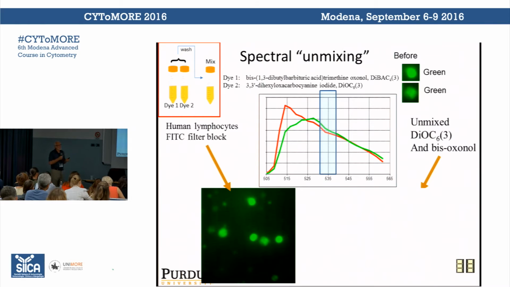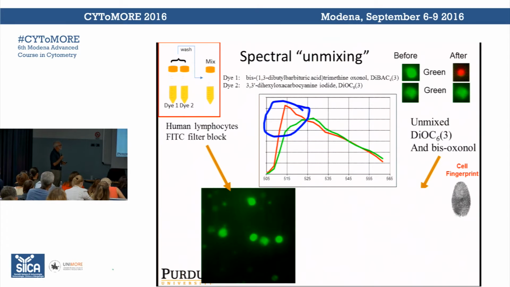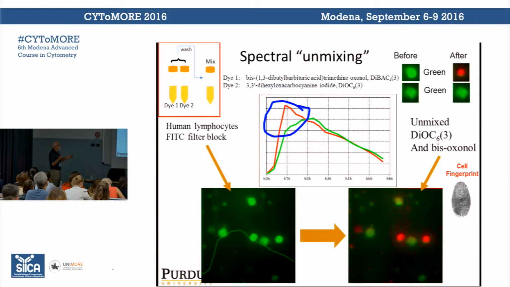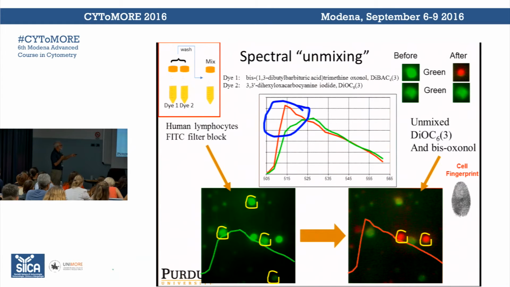But if you apply spectral analysis to this, why? Because there is a difference in the properties of these dyes, even though they're both green. And when you apply that, you can say, show me all the cells that are this dye and show me all the cells that are this dye. And then you find out, using a cell fingerprint, that these two cells were stained with this dye and the rest of them were stained with this dye. Now that's very clear.